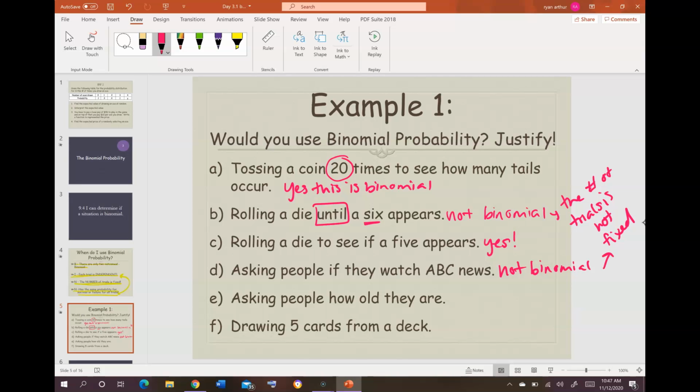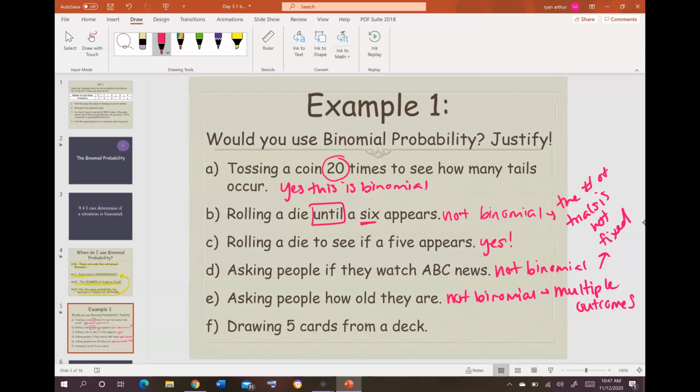Asking people how old they are. Okay, so how many outcomes could it be? Well, I'm 35, but I asked one of you guys, you could be 18, you could be 17. Then I could ask somebody else and they could be 40. So there are multiple different outcomes here. So this is not binomial because of multiple outcomes.